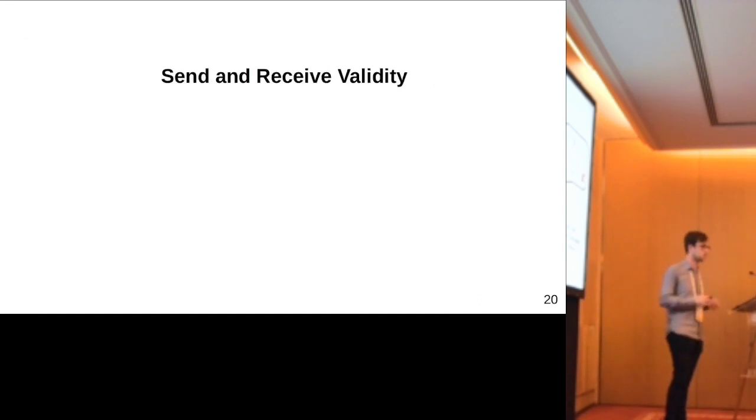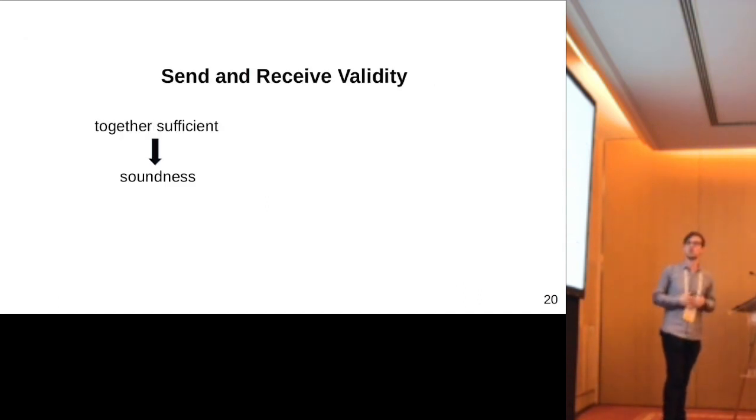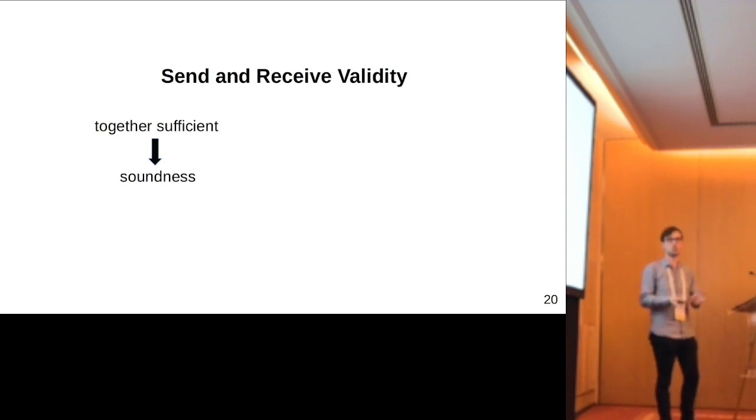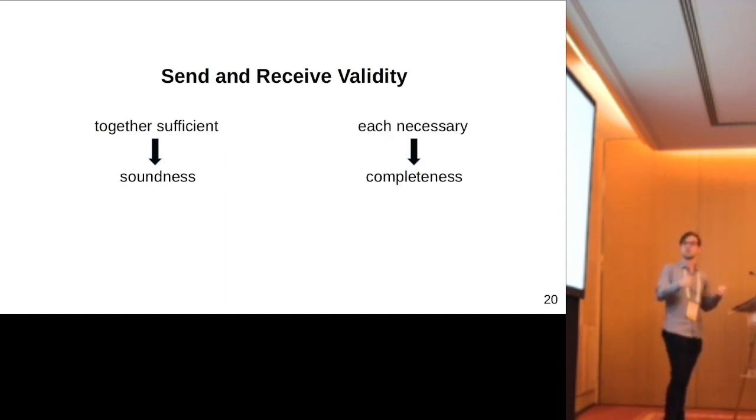Overall, we've shown that these two conditions together are sufficient for implementability. So if you take a global type, produce the candidate implementation, and check both conditions and they're true, then this candidate implementation actually implements the global type. For the reverse direction, we showed that if one of the two conditions breaks, there is a counterexample to implementability.